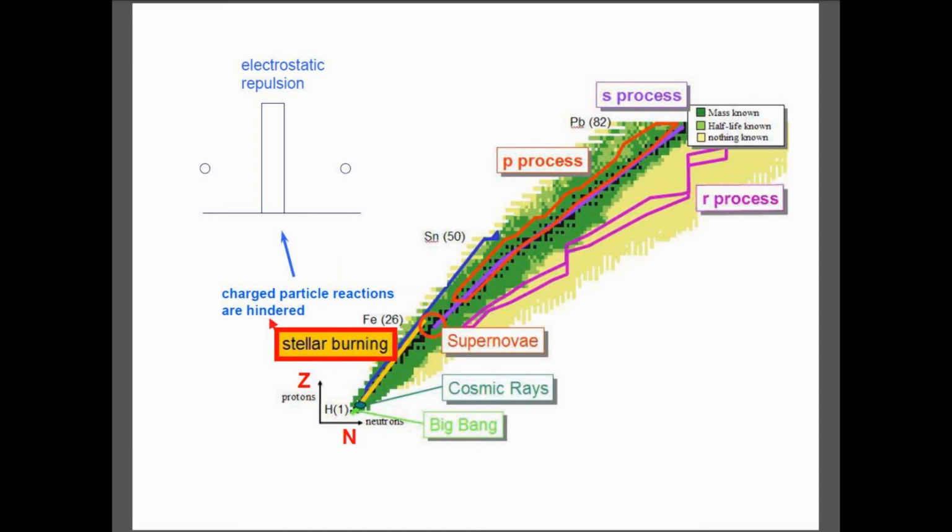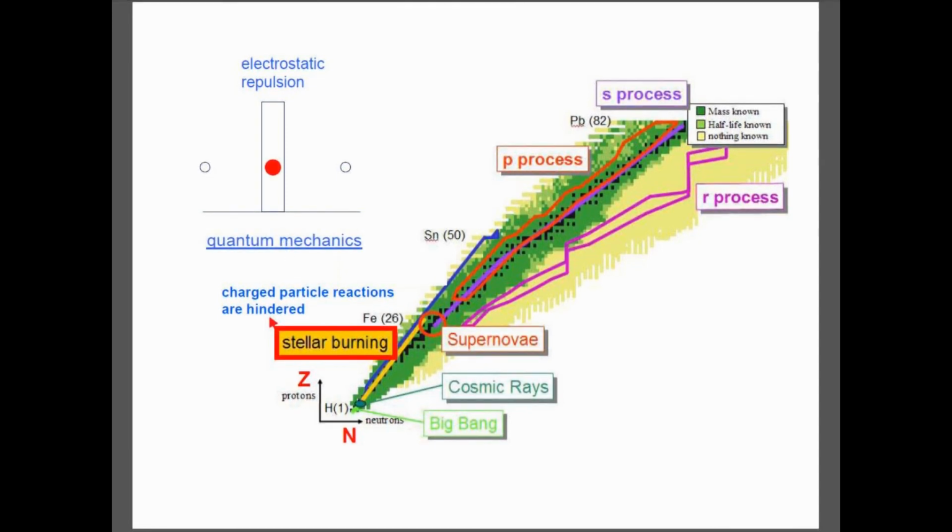And this is the achievement of Alpher, Bethe, and Gamow, to understand that this is really quantum mechanics. In quantum mechanics, the particles can, with small probability, penetrate the repulsion and make a nuclear reaction. In this case, produce something like neutrons or something else.